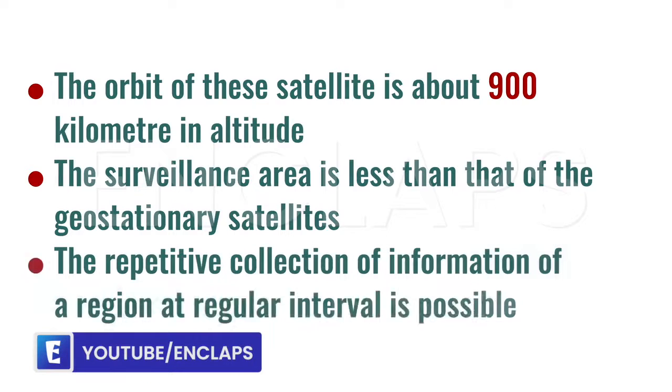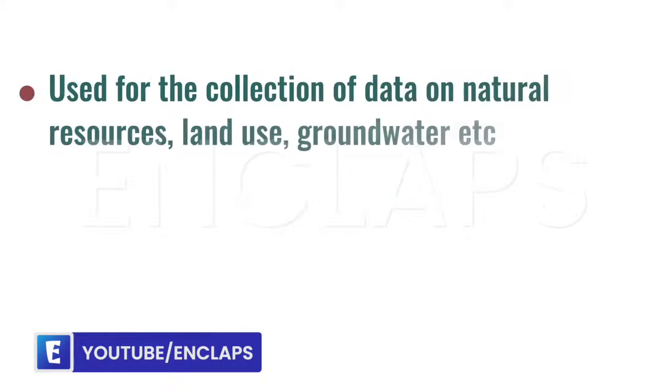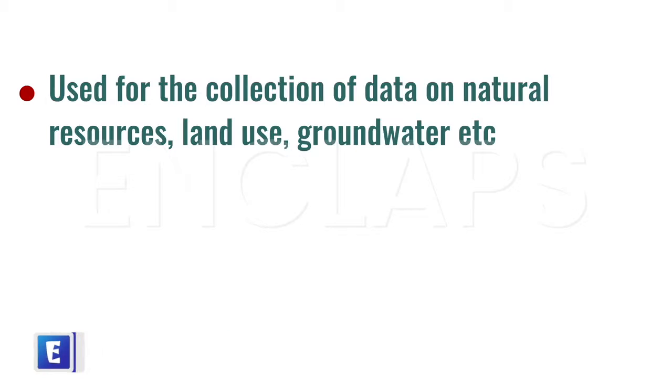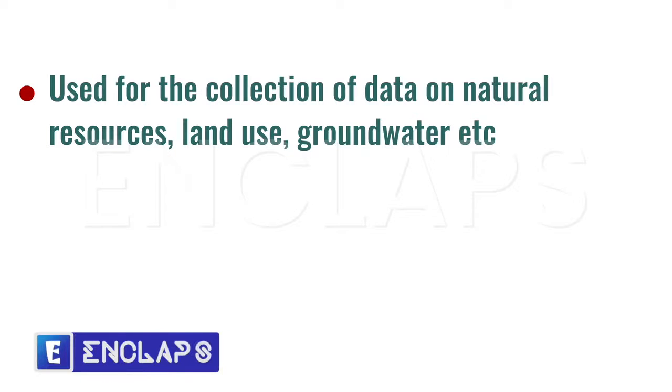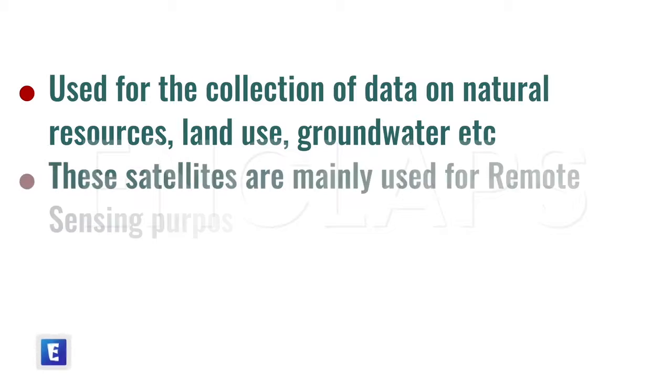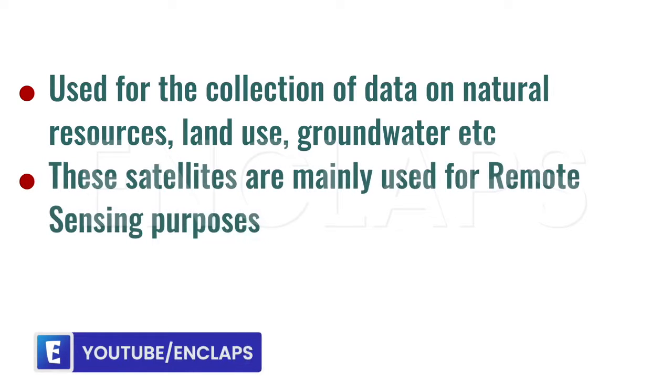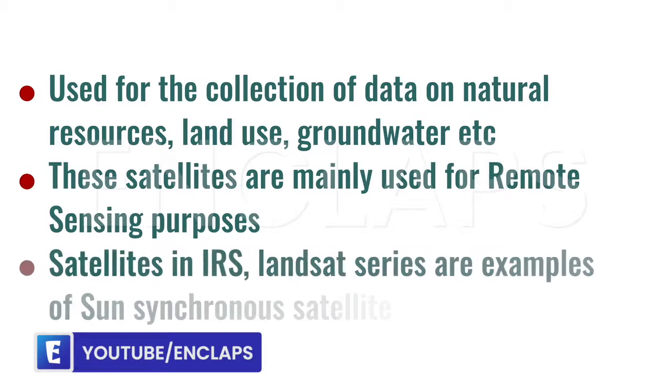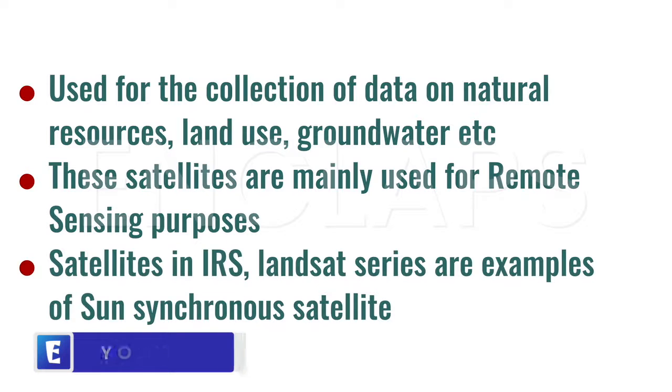The repeat collection of information of a region at regular intervals is possible through the sun synchronous satellites, and they are used for the collection of data on natural resources, land use, groundwater, etc. And these sun synchronous satellites are mainly used for remote sensing purposes. Satellites like IRS and the Landsat series are good examples of such sun synchronous satellites.